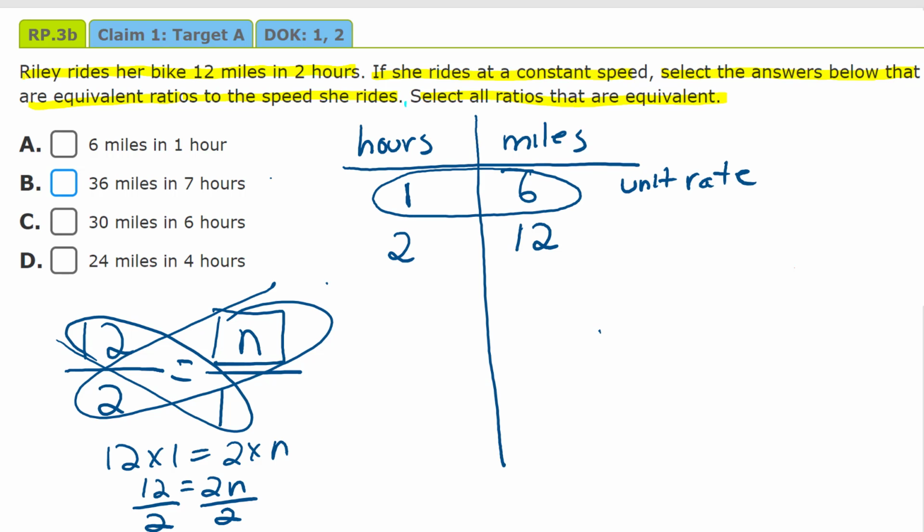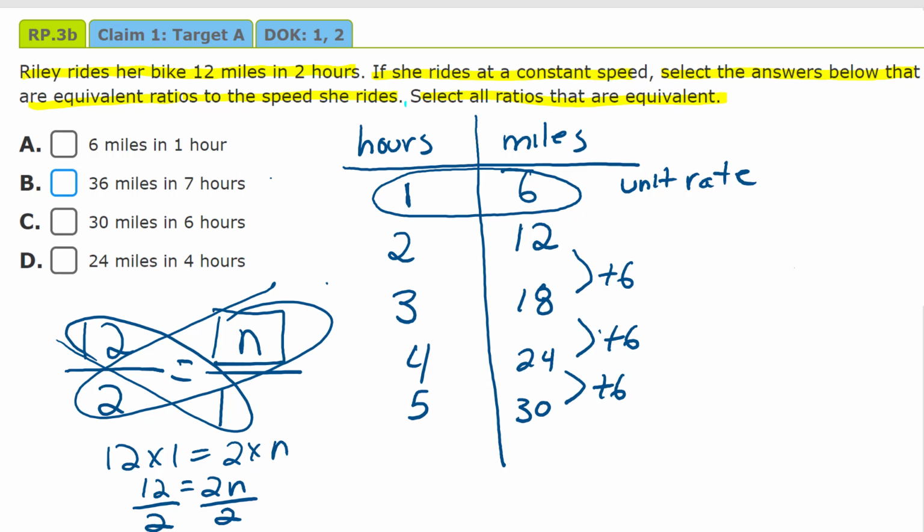Well, what we know is that if Riley is riding 3 hours, then she's going to ride 6 more miles. She'll ride 6 more miles, and it'll be 18 miles. And if she goes for 4 hours, she'll ride for 6 more miles, and 18 and 6 is 24. 5 hours, add 6 more miles, and that will be 30. 6 hours, we're going to add 6 more miles as 36. And 7 hours, add 6 more miles is 42.